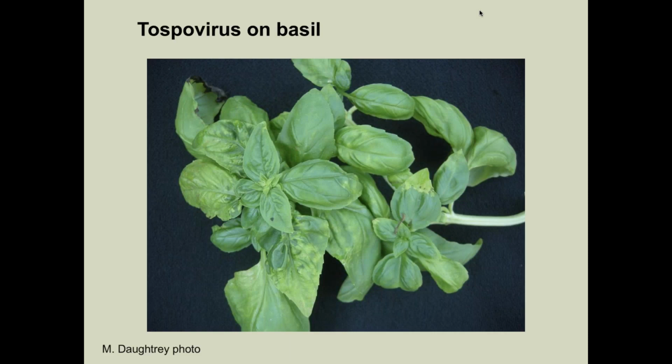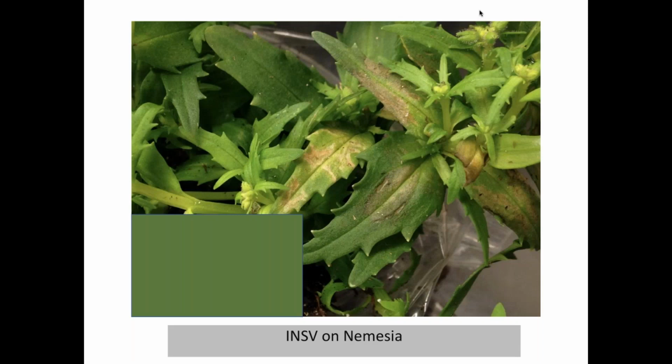Basil. Most folks are growing basil from seed when they're starting them, and if you're growing them in the greenhouse with bedding plants, there's a good chance if there are thrips present that tospovirus can move to basil, okay, and causes that kind of mottling and a little bit of ring spotting on the foliage. Here's another one, INSV on Nemesia. Again, thrips problem in this greenhouse and causing these ring spots and necrotic ring spots on the Nemesia.